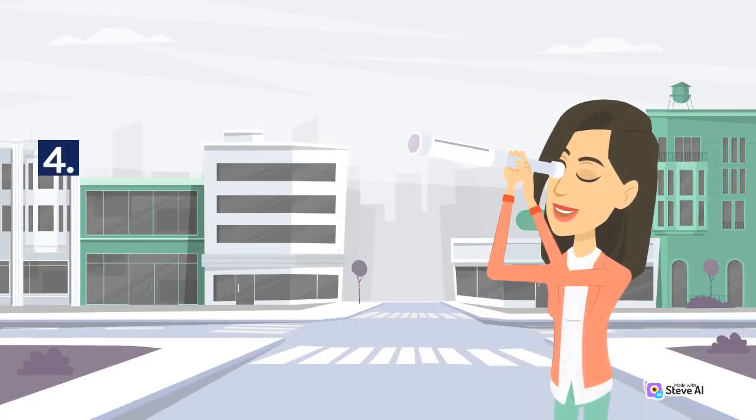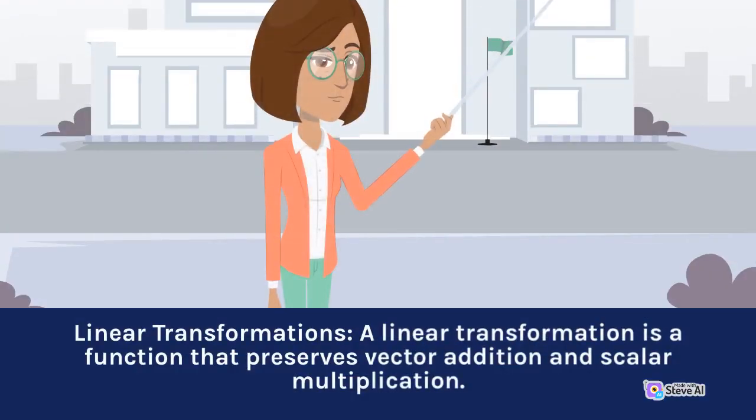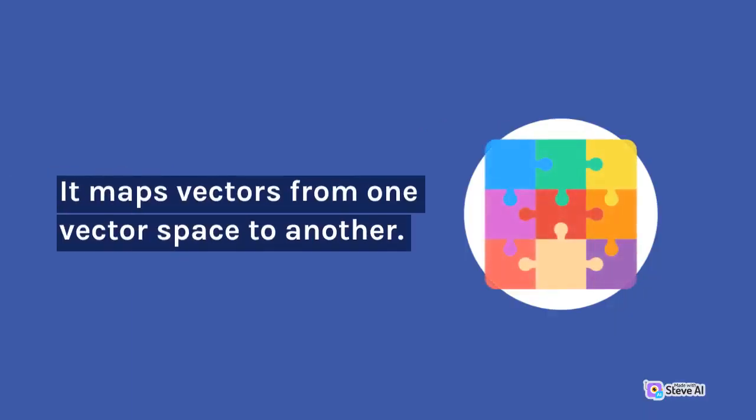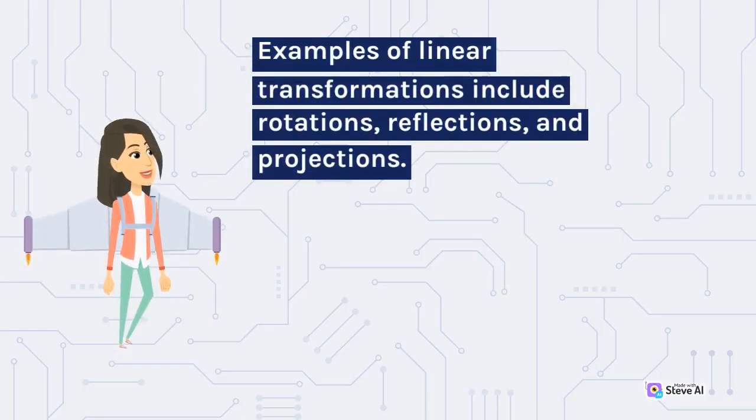4. Linear transformations. A linear transformation is a function that preserves vector addition and scalar multiplication. It maps vectors from one vector space to another. Examples of linear transformations include rotations, reflections, and projections.